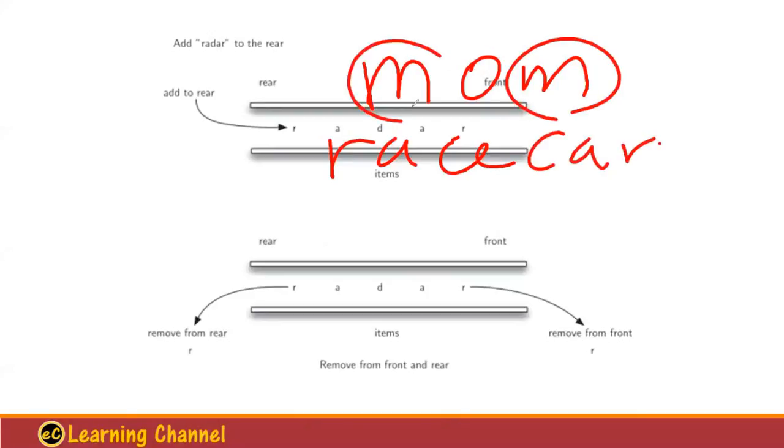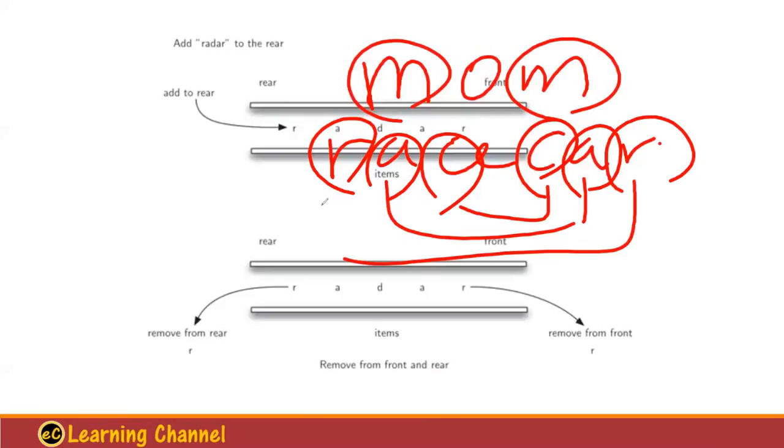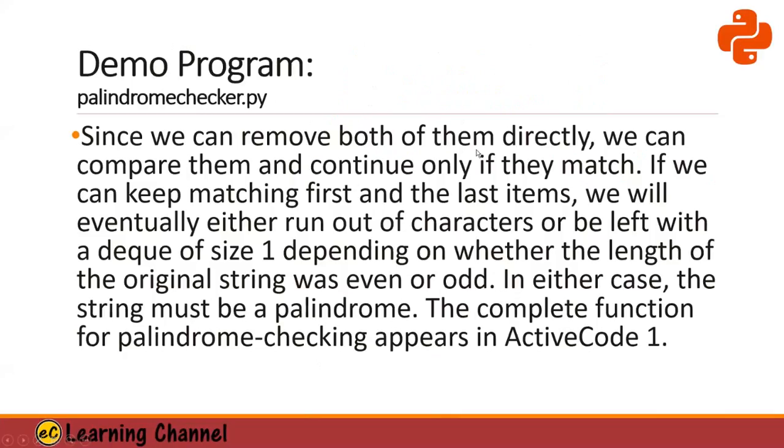So you remove one, checking with this one, remove one, checking with this one, remove one, checking with this one, remove one, checking with this one. If they are the same, then it's a palindrome until it's all empty, or only one letter left. Then you can check using the DQ whether it's a palindrome or not. Since we can remove from both ends directly, we can compare them and continue only if they match. If there is no match, then it's not good. Each time we pop one from front, one from rear, and if they match, then that's it. If no, we keep popping from both ends, checking if there is a discrepancy, then it's not a palindrome. Or if there is only one character left, then that is actually a palindrome already. So we use that to check that.